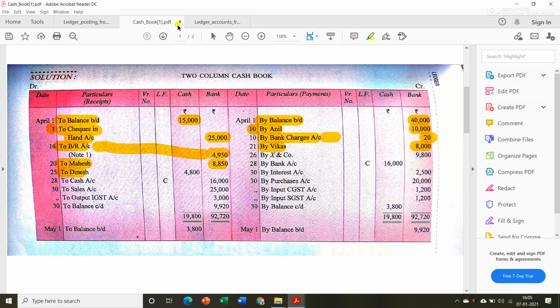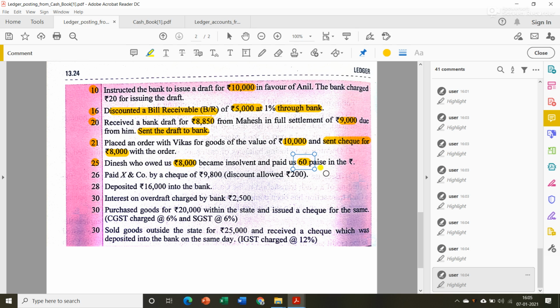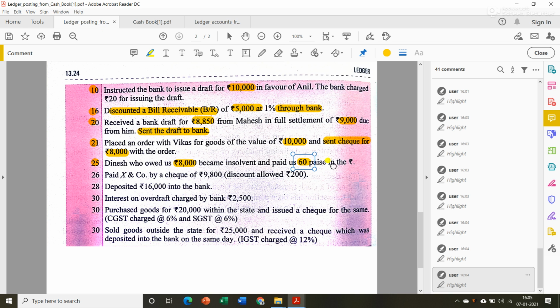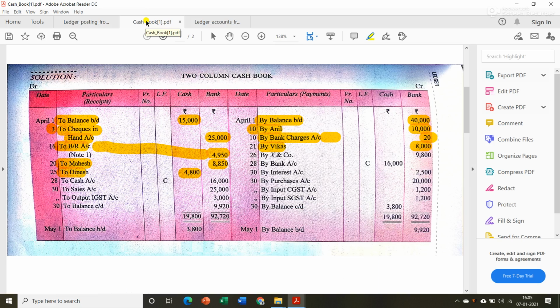So we received from Dinesh, so we will write to Dinesh. And if we calculate 60 paise in a rupee, 60 paise in 1 rupee, into 8,000. 60 paise by 100 paise into 8,000 will give us how much? 4,800. That means we received 4,800 from Dinesh. Okay, and the remaining 40 paise, that is 40 by 100 into 8,000, has been declared as bad debt.